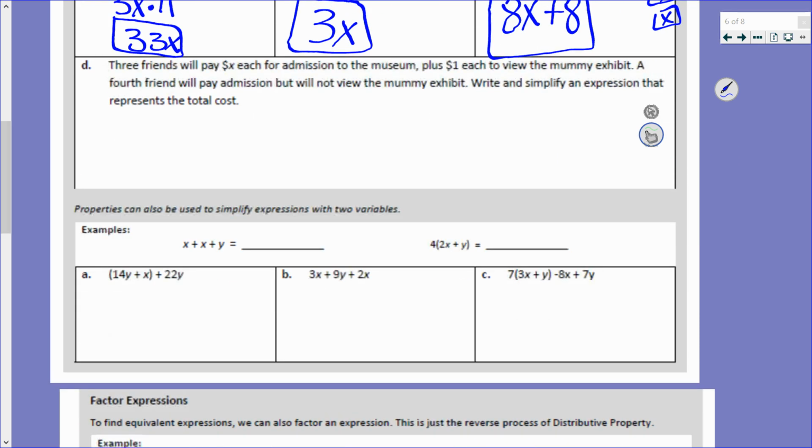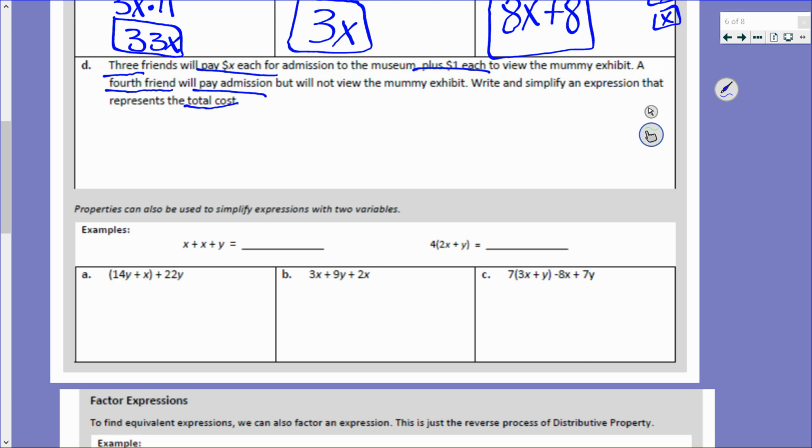Now we're going to try and write an expression, and then we're going to simplify it. So this says 3 friends will pay X for admission plus 1 to view a mummy exhibit. A 4th friend will pay admission, but they're not going to view the mummy exhibit. Write and simplify an expression that represents the total.